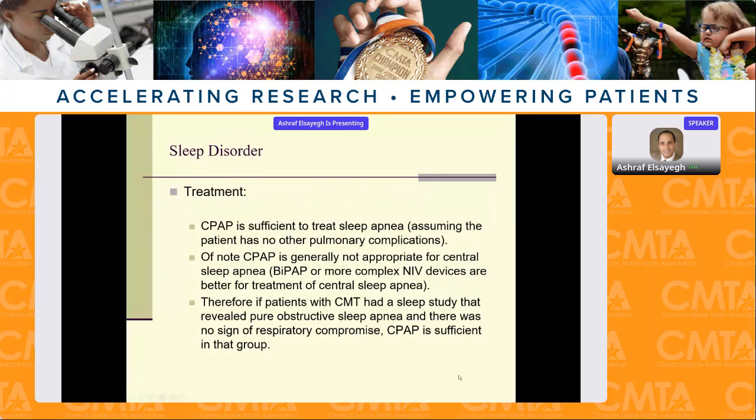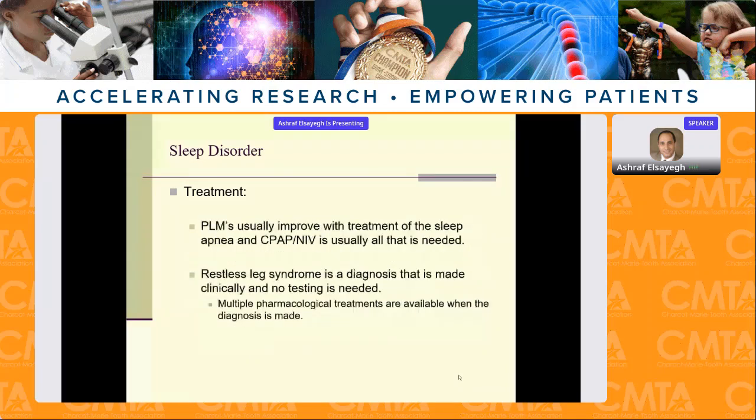Periodic leg movements are also treated very easily. Generally, periodic leg movements are secondary to sleep apnea, and therefore treating the sleep apnea will treat the periodic leg movements, and it stops that issue.